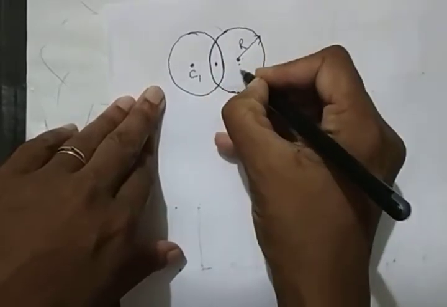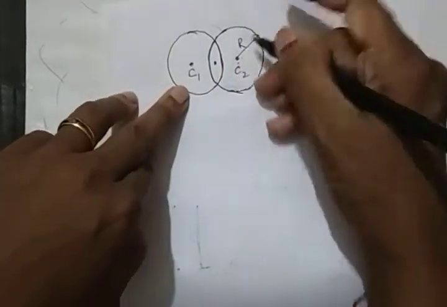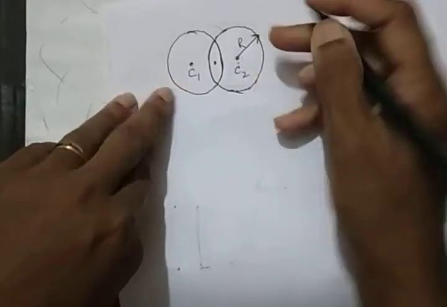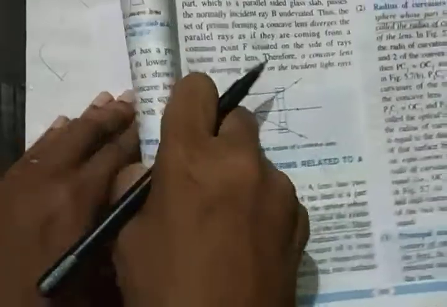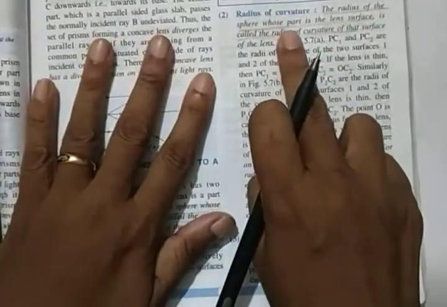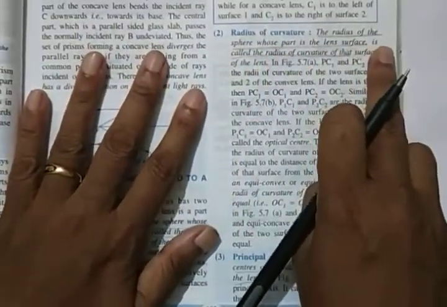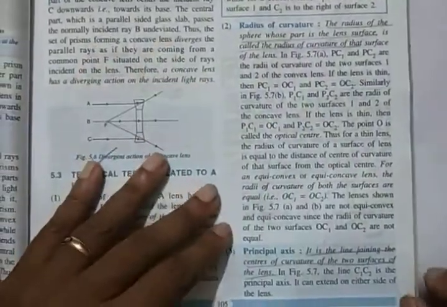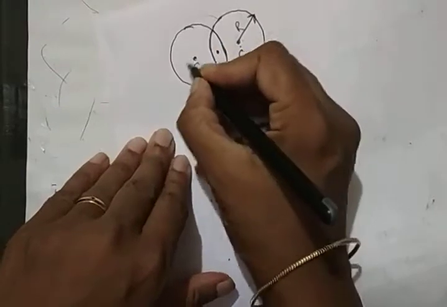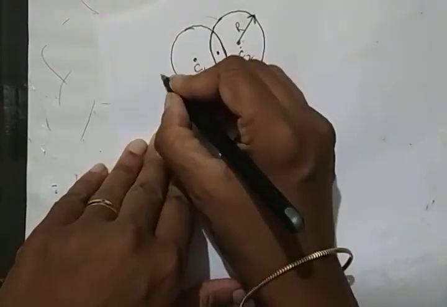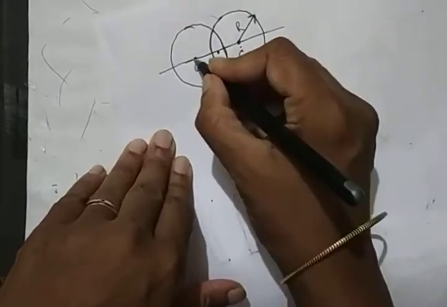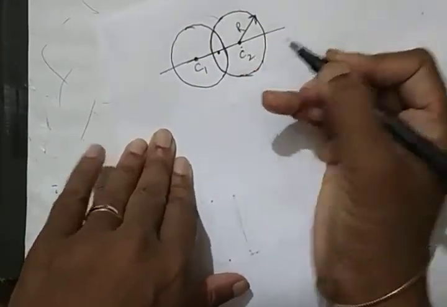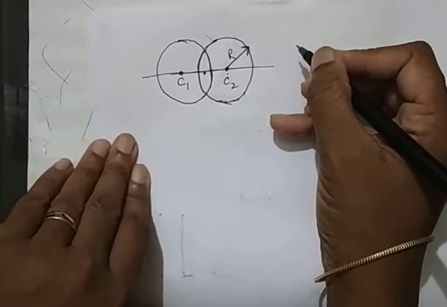So this is C1 and C2. These are the centers of curvature, and R is the radius of curvature. Radius of these spheres is called radius of curvature. Definition: the radius of the sphere whose part is the lens surface is called radius of curvature. Then we have principal axis. So principal axis is the line joining the two centers of curvature.